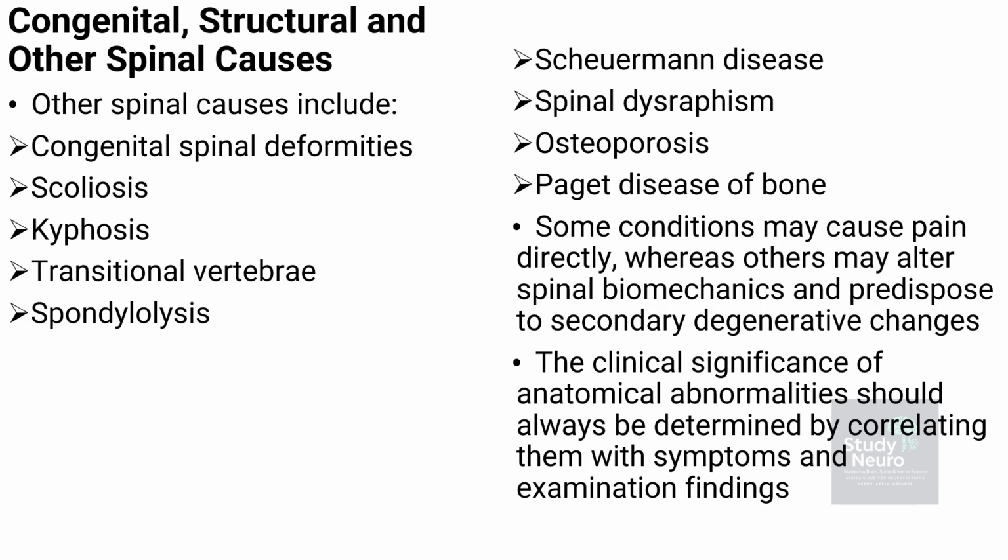Congenital and structural disorders can also contribute to low back pain. Some are present from birth, while others develop as the spine grows or ages, affecting its shape, alignment, or mechanical function. Conditions such as scoliosis, kyphosis, spondylolisthesis, or Scheuermann's disease may cause pain directly, while abnormalities such as transitional vertebrae can change spinal mechanics and increase stress on nearby structures.